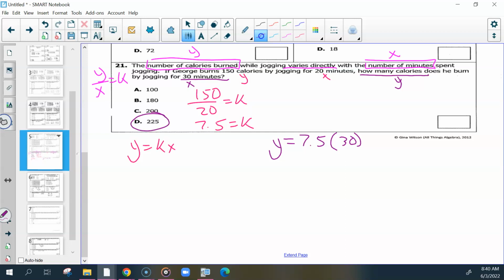So you have to know how to set up the equation. Well, first, find your k for either or. Use that in your equation after it's set. Equals 24.